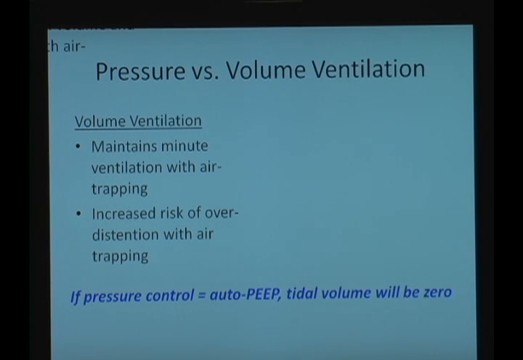So therein lies the problem. So with pressure control, if the patient develops more auto-PEEP, in fact, if the pressure control equals the auto-PEEP, the tidal volume will drop to 0. Because the pressure at the airway and the pressure in the alveolus would be the same. So there would be no pressure gradient for flow. So that is what I worry about when ventilating patients like this, is if they get more air trapping, they will get extremely hypoventilated.